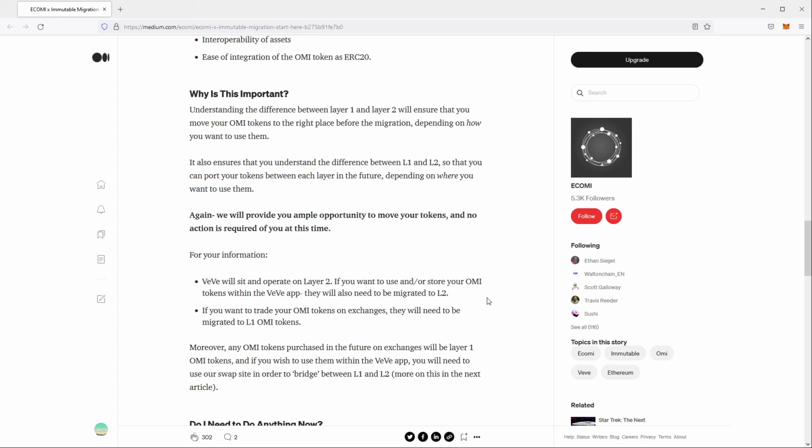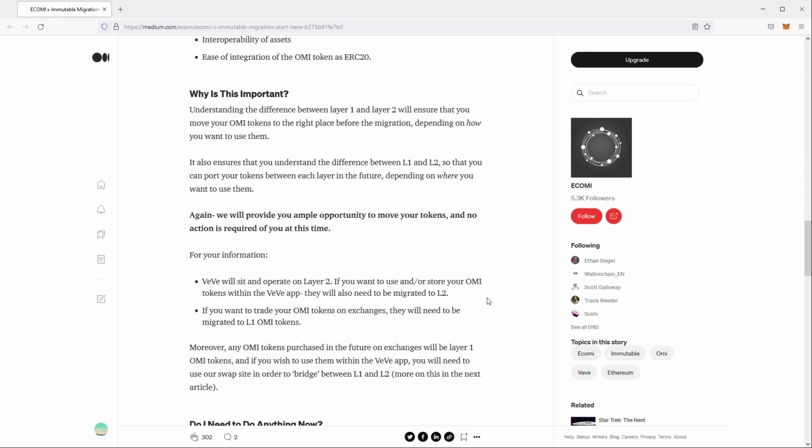And that's how it is on Immutable X. You have the layer two Ethereum on their platform, and whenever you decide to trade your Ethereum back on the marketplace, you would withdraw it from Immutable X, and then you can transfer it to whatever exchange you would like. So it's kind of the same concept, just this is going to be integrated with VEVE. It sounds like they're going to explain that a little more in a future article, so we'll look forward to that as well.